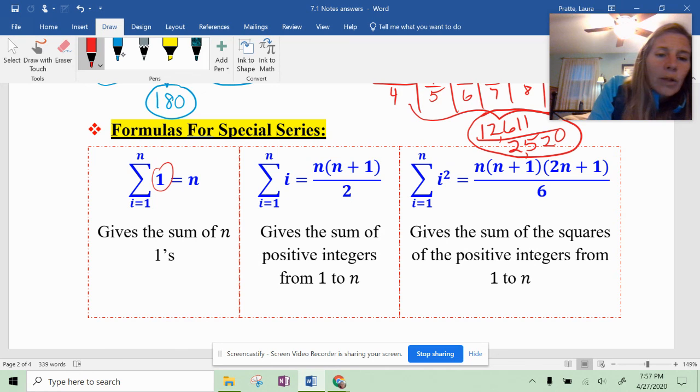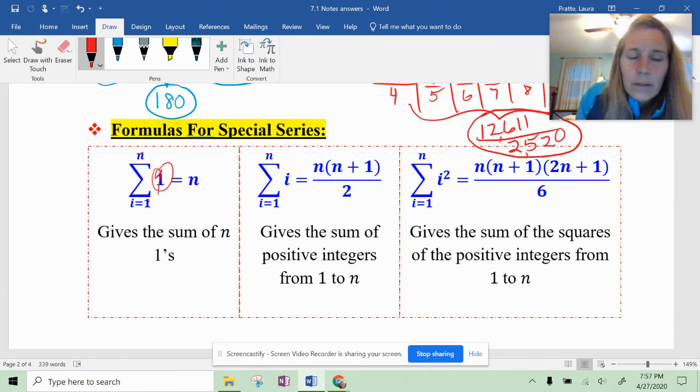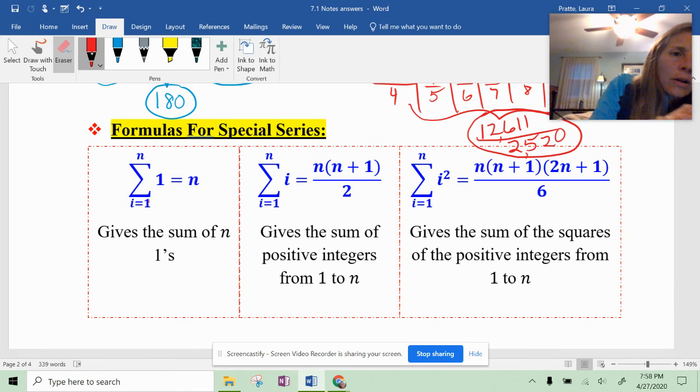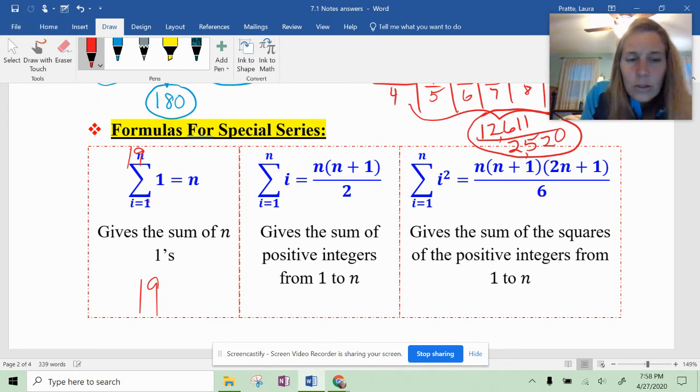So if you're going from, let's say, 1 to 9, and the rule is just 1, that's how many times you're adding up a 1. That's all that means. So whatever number's in for that n, it's just like, oh, okay, that's 9 then. If you had a 19 there, then that would be 19. It's just whatever the number is, because there's nothing to do.